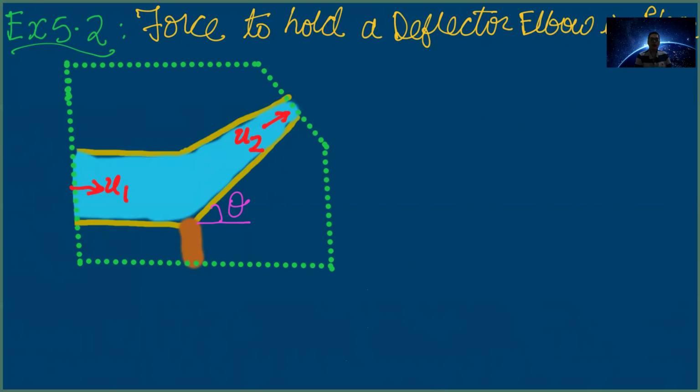Now this is the control volume that we consider. Here also you can note we choose a control volume such that at the inlet and outlet, the surface of the control volume is normal.